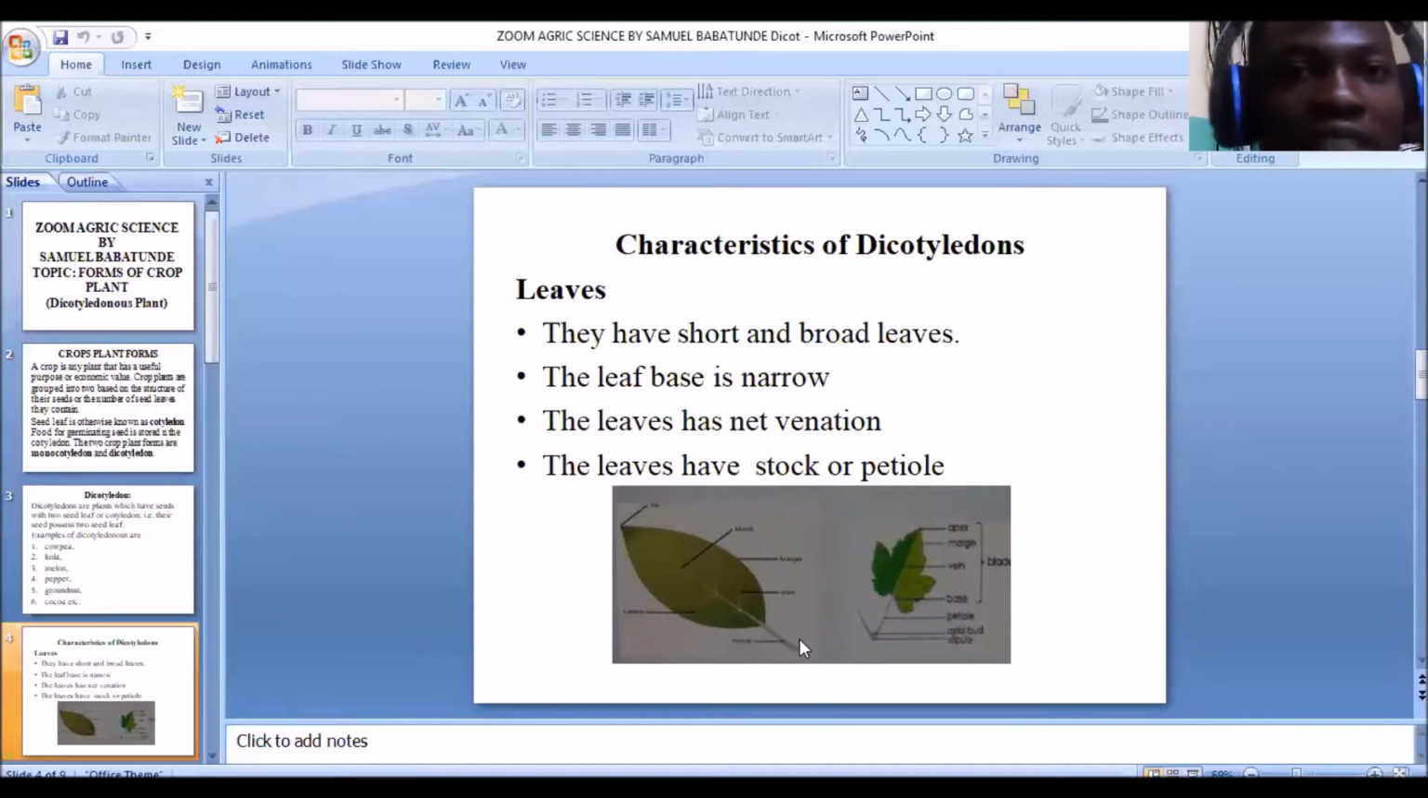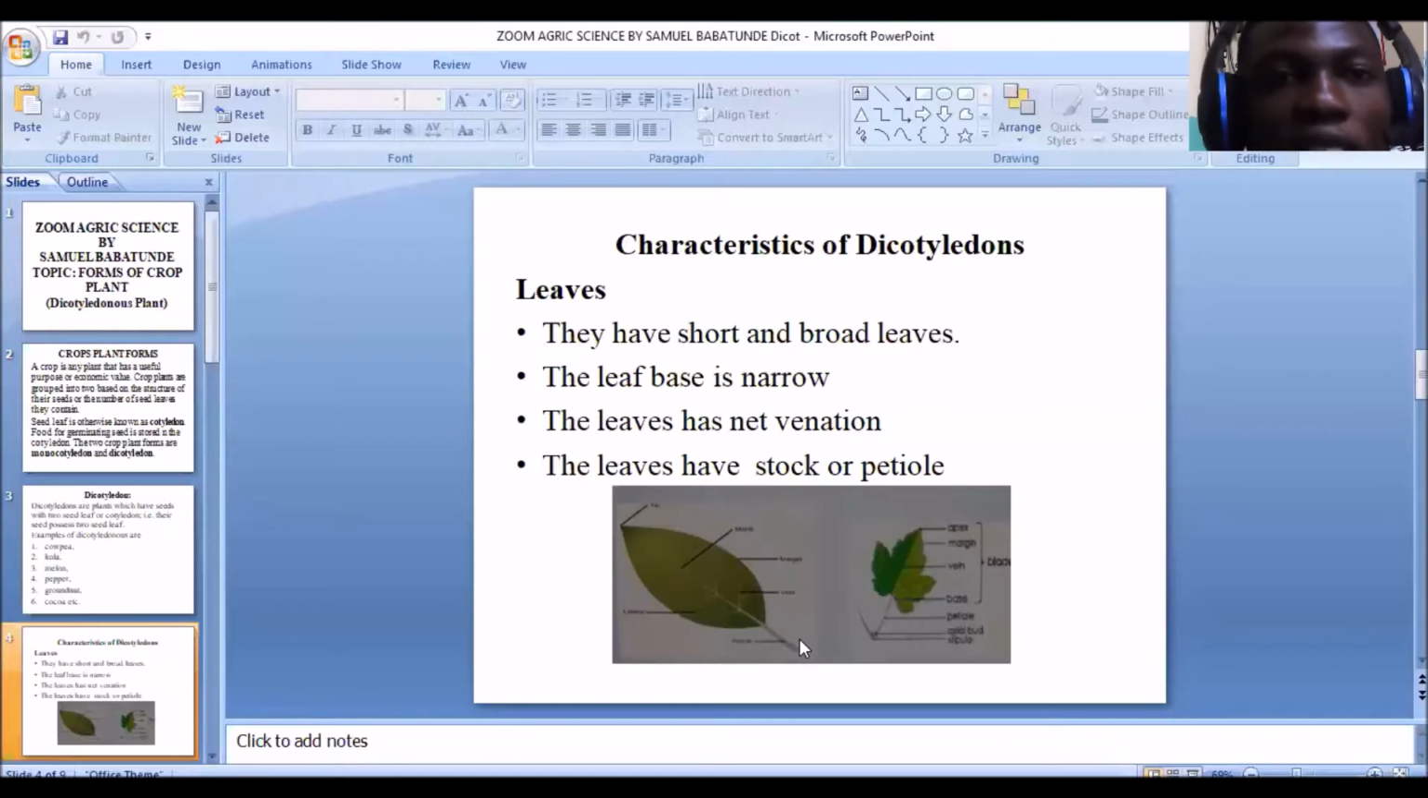Now, this leaf stalk is absent in a monocot plant. So once you see a plant with a leaf stalk or petiole, automatically this plant is a dicotyledonous plant, because a monocotyledonous plant does not possess a petiole or leaf stalk. A monocotyledonous plant will not have a leaf stalk or petiole, but a dicot plant will always possess a petiole, a leaf stalk.